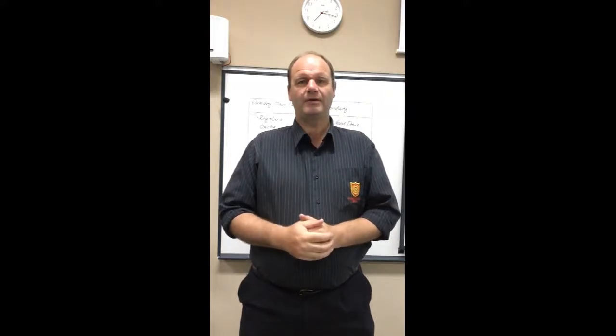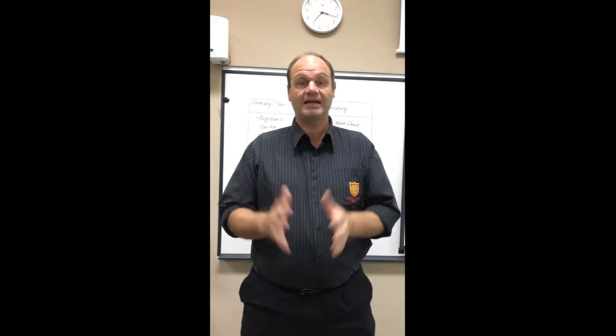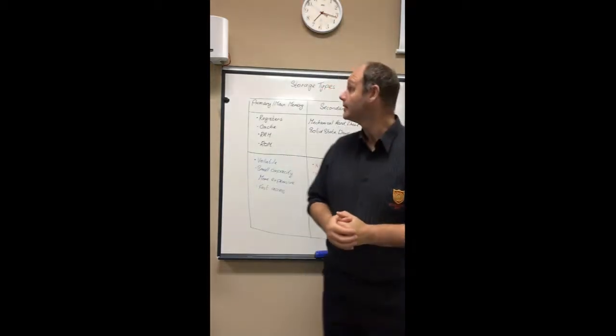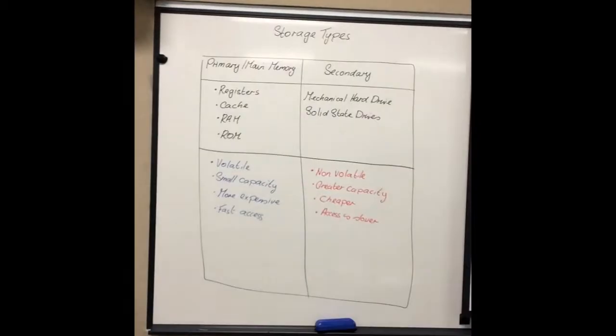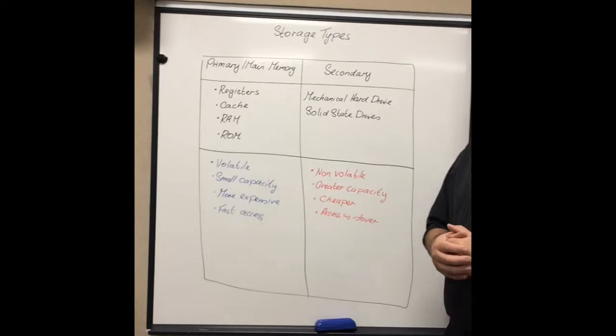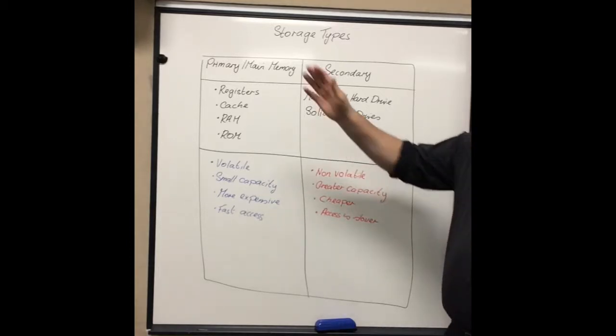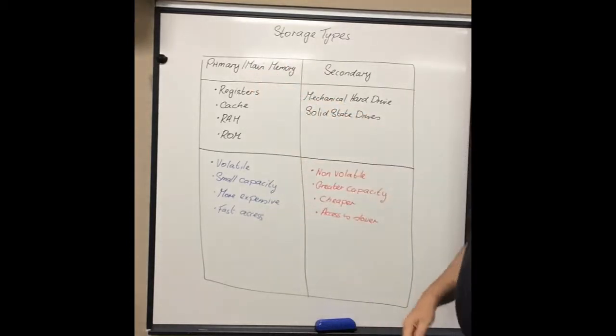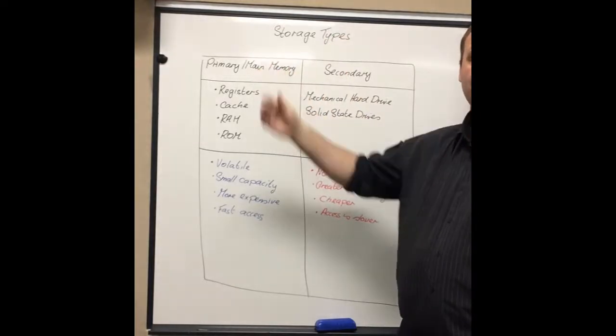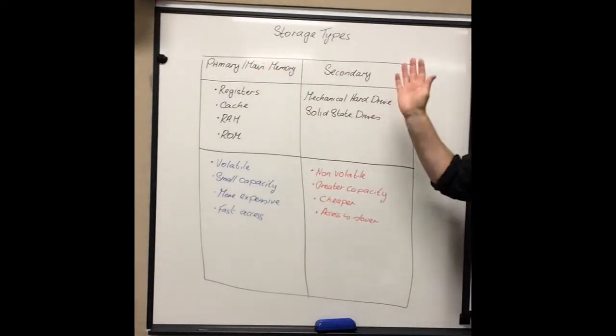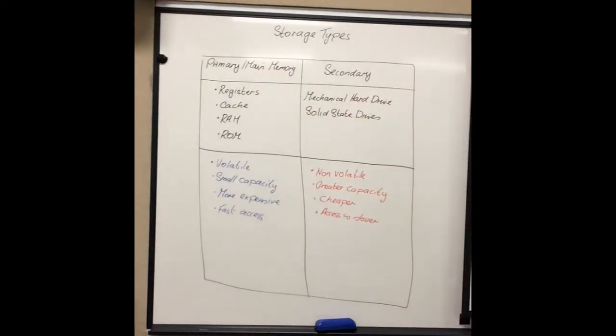Hello and welcome back. In this video we're going to spend a little bit of time looking at storage types. So let's have a look at the whiteboard. Storage falls into two main categories. We have primary storage, otherwise known as main memory, and we have secondary storage.